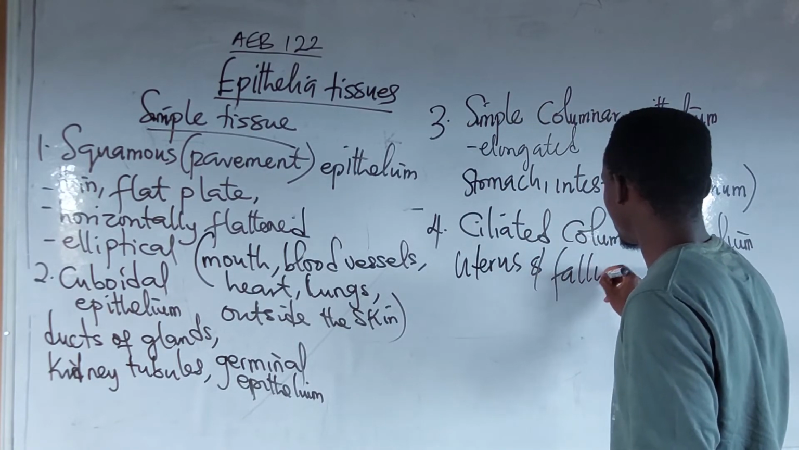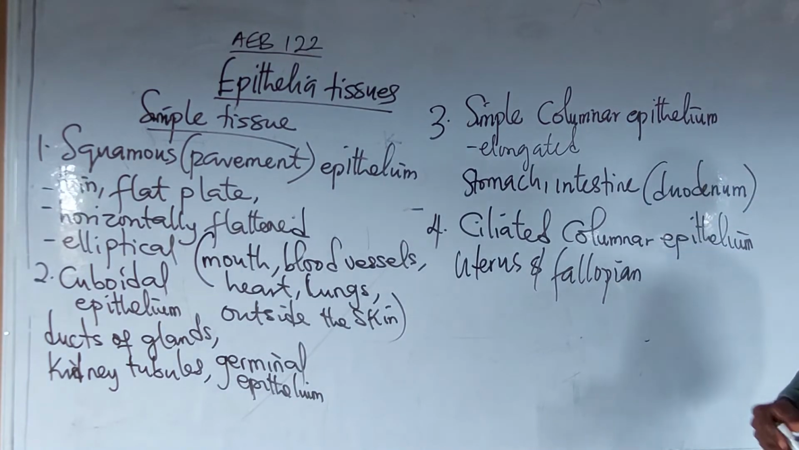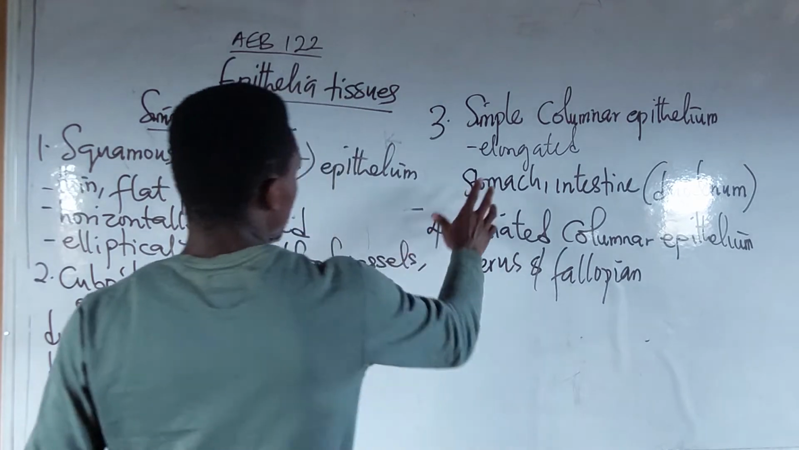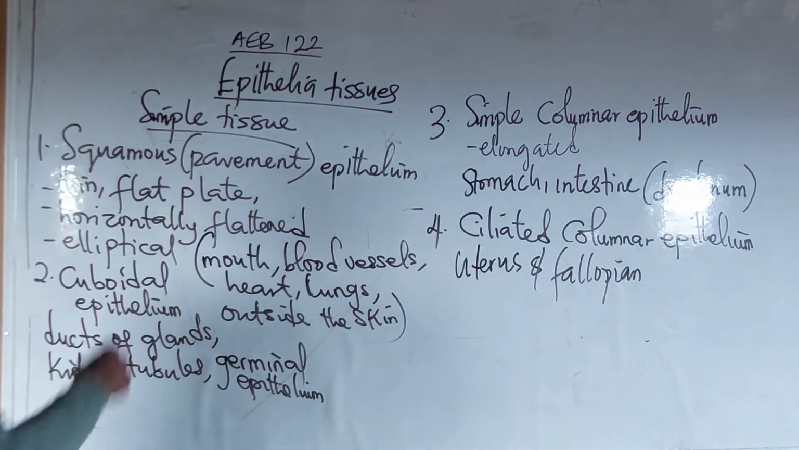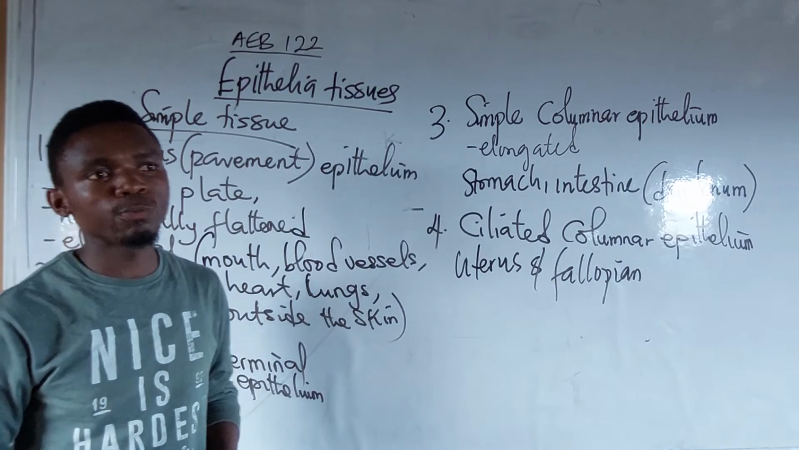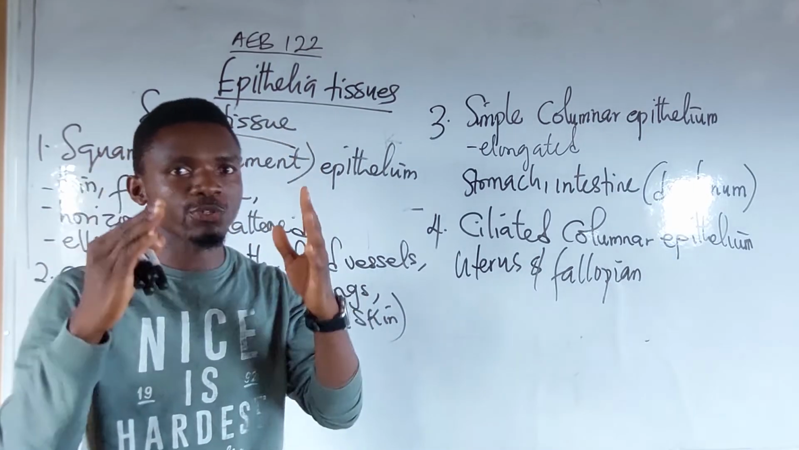Now, this type of epithelium is found in the uterus and what? Fallopian tube. Fallopian tube, alright? It is found in the uterus and what? Fallopian tube. So please take note of that. It is very important. So these are the various types of what? Simple tissue: squamous or basement epithelium, we have cuboidal epithelium, simple columnar epithelium, and what? Ciliated columnar epithelium.